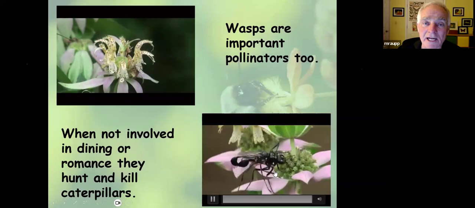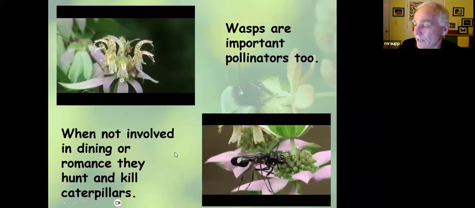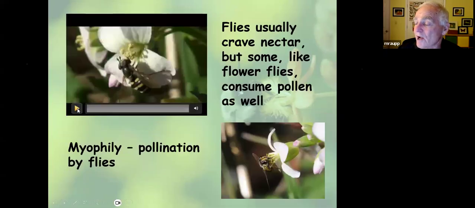But when they're not pollinating plants, they're out there capturing caterpillars that are feeding on your garden plants and laying eggs on them. They are parasites of caterpillars. Okay, so highly beneficial in that regard. Flies are also important pollinators.